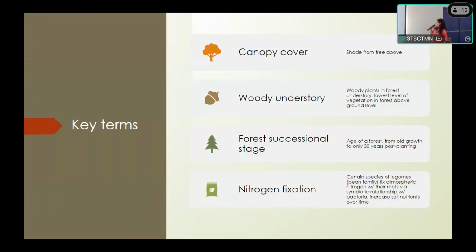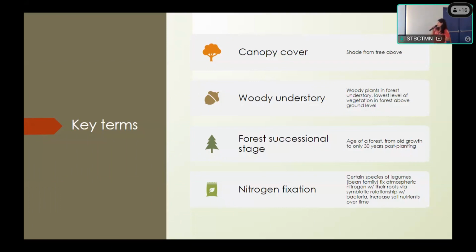What is the woody understory? So this is woody plants in the forest understory, which is the lowest level of vegetation in the forest above the ground level. So the understory is like this tall. What is forest successional stage? This is the age of a forest from old growth to only 30 years post-planting. That is the youngest forest that we're looking at because it looks like that is about the amount of time that it takes for reforested plots to start to resemble the natural ecosystems of this area.